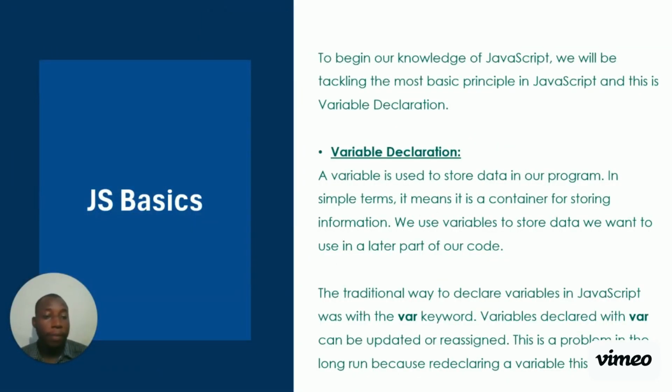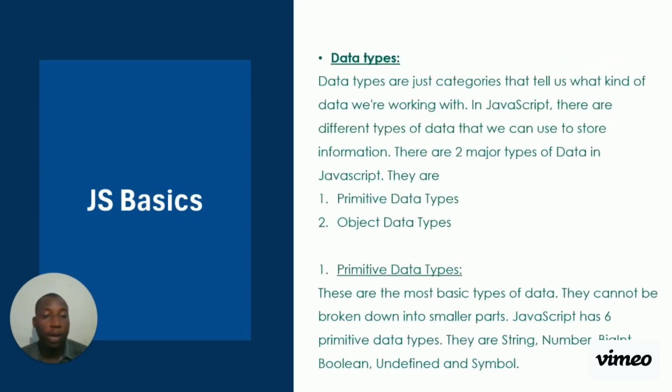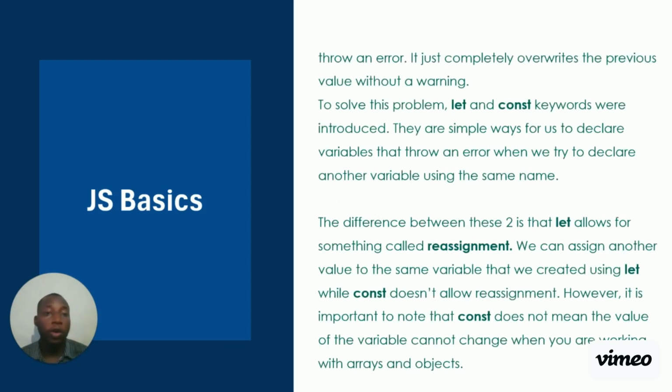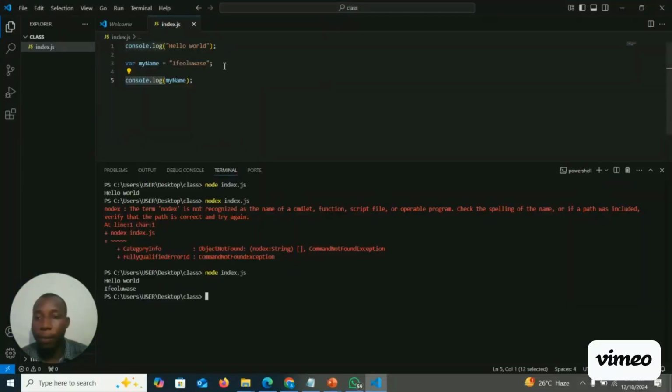So yeah, it says variables declared with var can be updated or reassigned. This is a problem in the long run because declaring a variable this way won't throw an error. It just completely overrides the previous value without a warning. This is what I am talking about. So let's say I have this variable called my name with Ifeoluwase, and I want the same variable but with another name. Say my name equals Ebenezer. So if I save this and come here and do node index.js, I see hello world and Ebenezer.